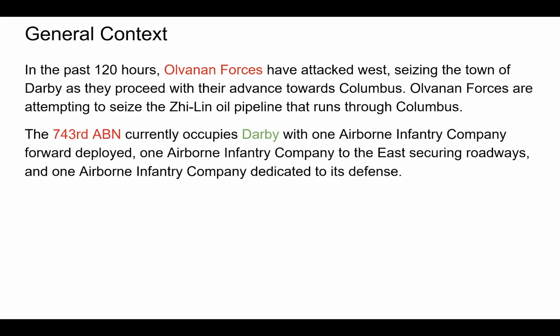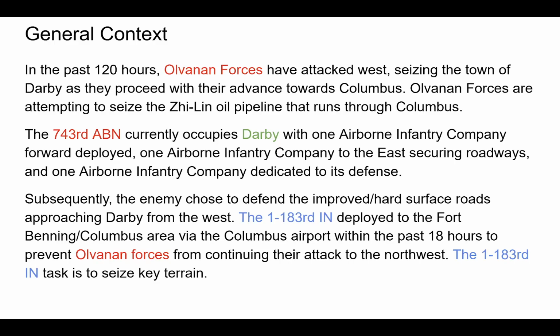And then it describes specifically that the 743rd Airborne, which is the actual unit identifier now of the Alvanian forces, are currently occupying the town of Derby with 1 airborne infantry company forward deployed, 1 infantry company to the east securing roadways, and 1 dedicated to defense. So it's giving you the breakdown of who we're fighting, what specific unit we're fighting, what the subsections of that unit are doing, and then the context is going to bring our unit in. So, for example, the 183rd Infantry deployed to Fort Benning, or you can say, obviously, wherever the airfield that we're going to be at.